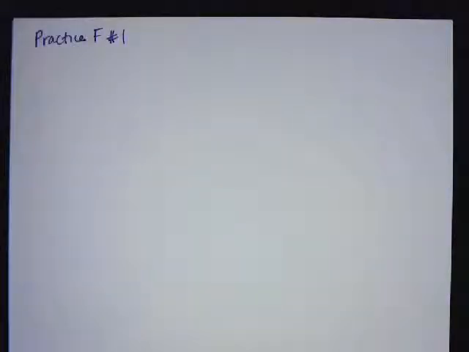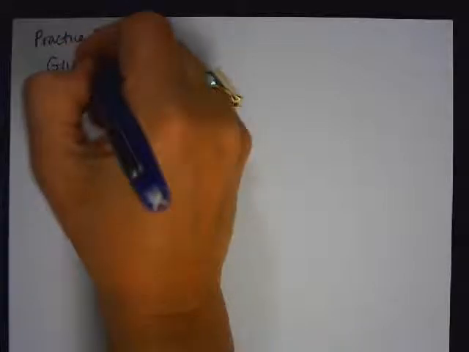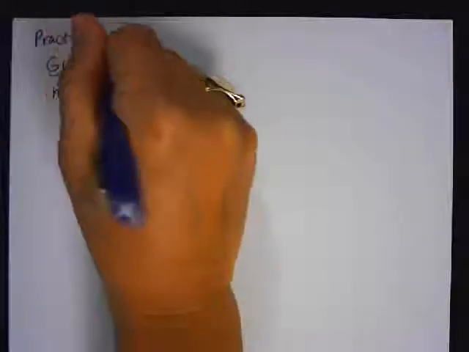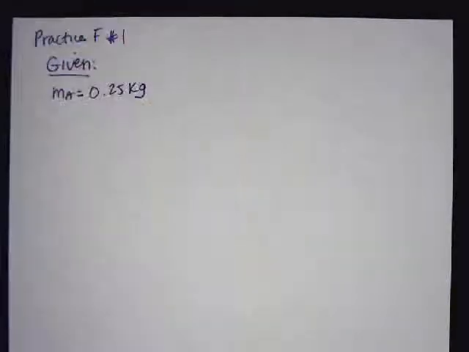Okay, we're going to look at practice F, kinetic energy in perfectly elastic collisions, and we'll do number 1 together. It says a 0.25 kilogram arrow, so we're going to call that MA. Again, if you want to call things 1 and 2, that's up to you. If you want to use a double subscript, that's up to you. I prefer most of the time to use letters and then prime.